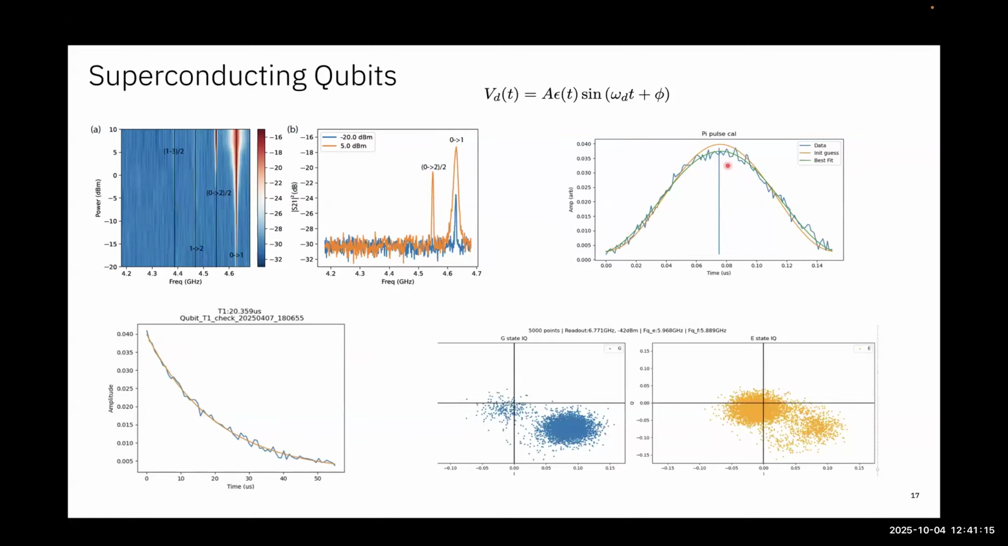Then you can fit your data and figure out the time for the maximum point. The timing here will give you what the t is. So everything together, the amplitude or power, the frequency, and the time, is what gives you your X gate.